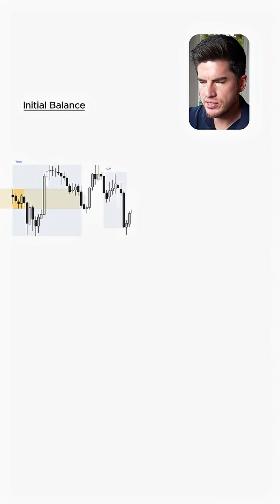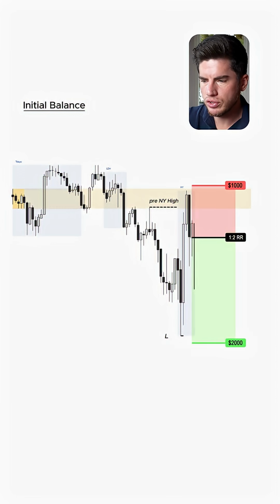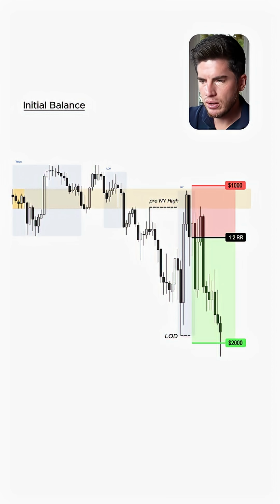Again, once price committed to the downside pre-New York session, New York came back to not only mitigate the initial balance of Asia, but also liquidating the pre-New York highs, giving a retrace candle and then a 2-to-1 to the lows of the day.